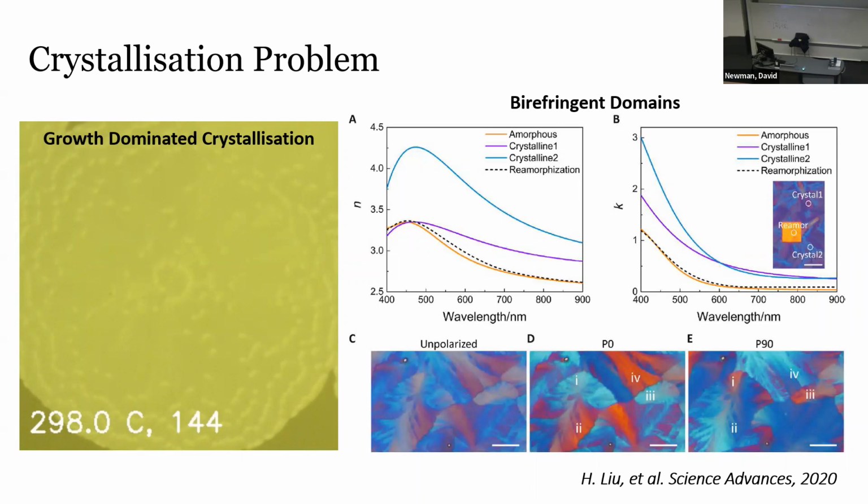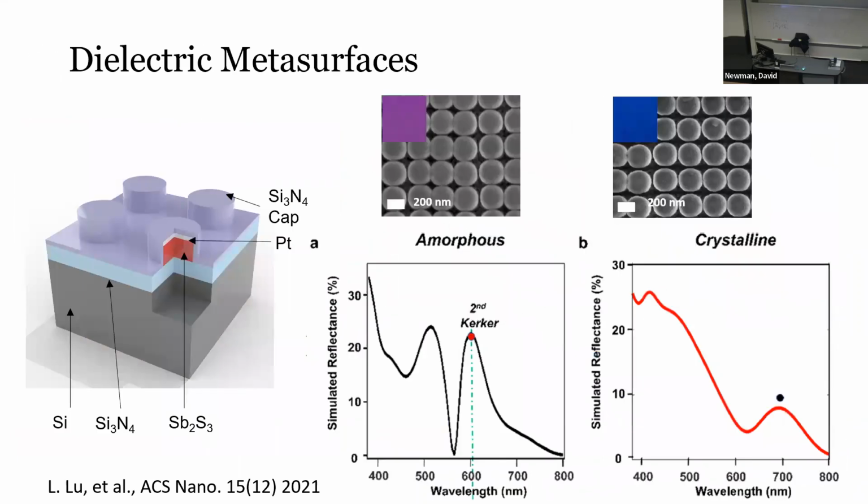The problem with antimony sulfide is that these individual resonators are isolated in this case. So if nucleation happens, say here, it cannot grow and crystallize this one because they're isolated. So this makes crystallizing these structured materials, these isolated structures, very difficult.